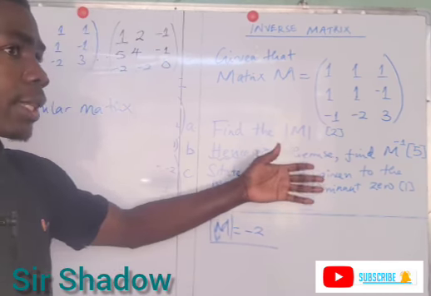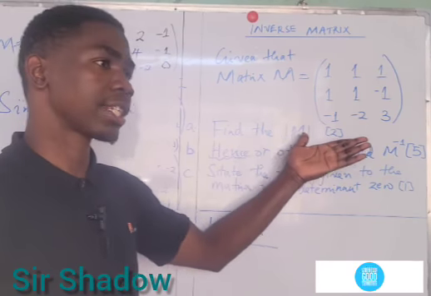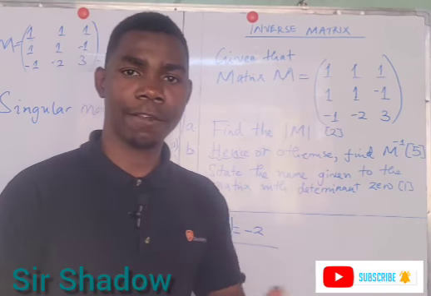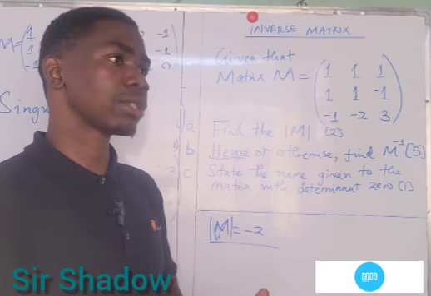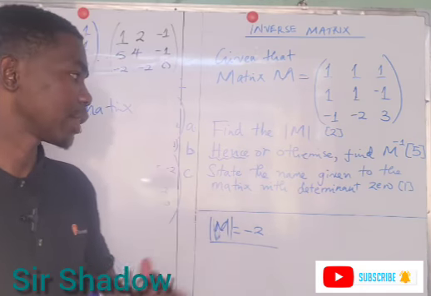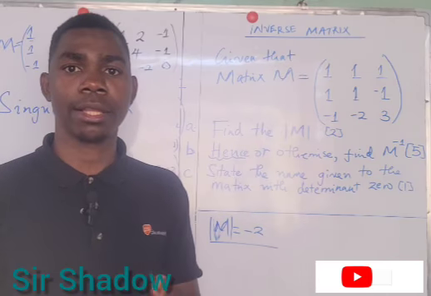So this is the best way to find the determinant of matrix M, also the inverse of matrix M, and also to state the name of the matrix whose determinant is 0. Thank you guys for being together on this simple lesson on finding the inverse of a matrix. Thank you so much.